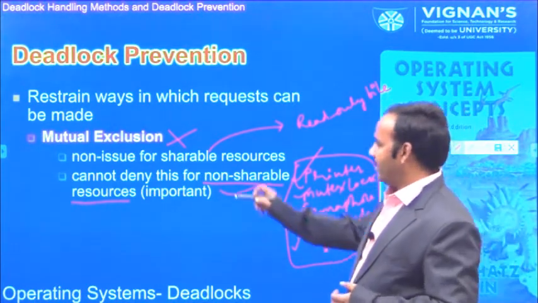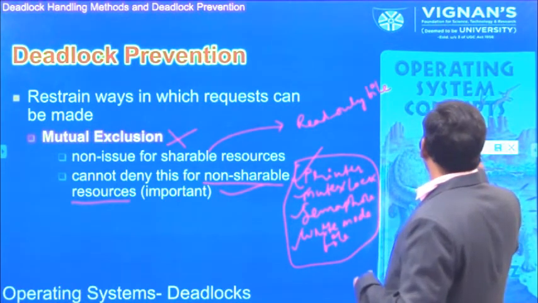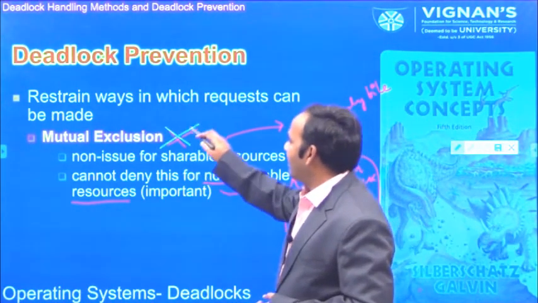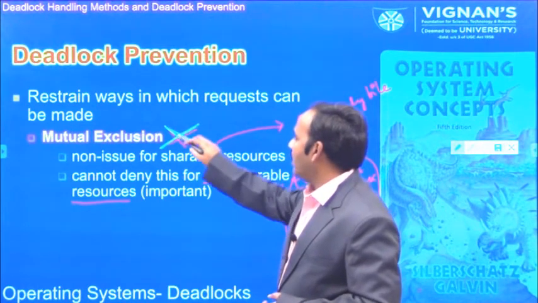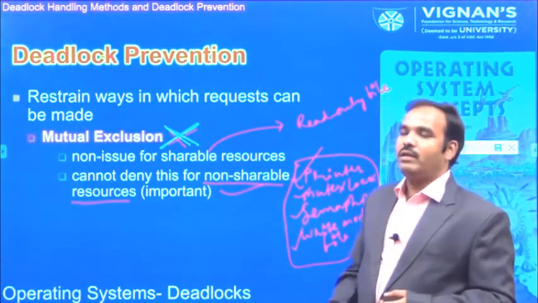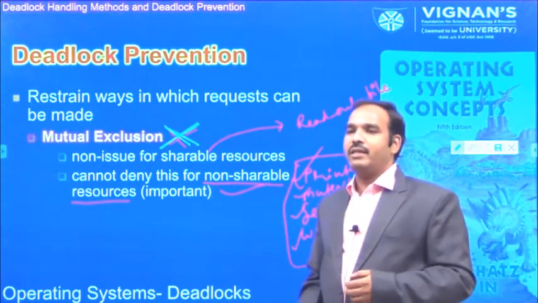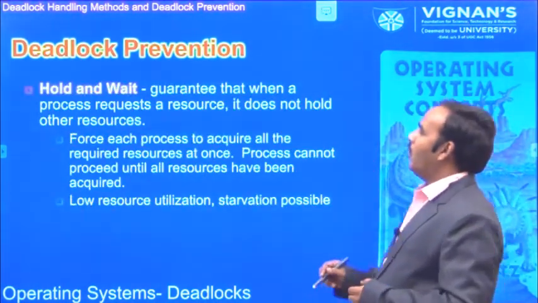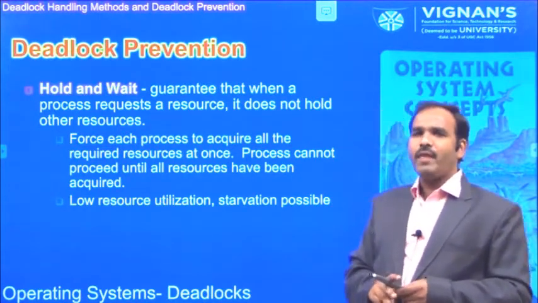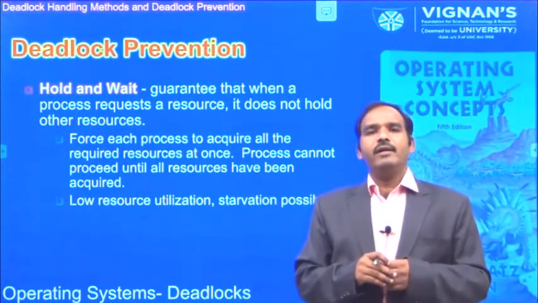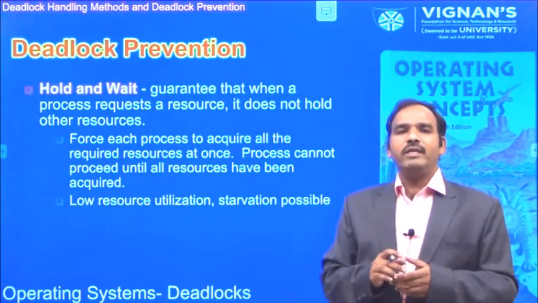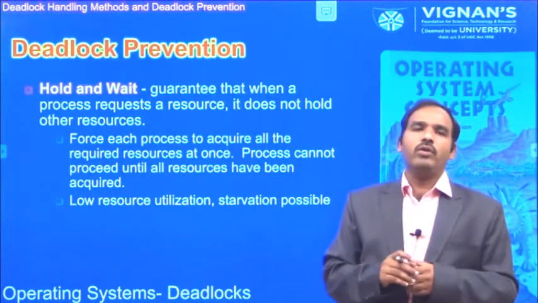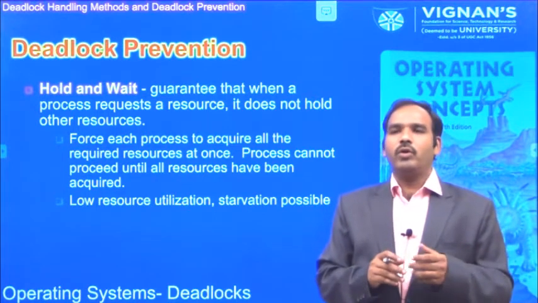So finally what we are saying is that we can't deny the mutual exclusion condition in real time. Next, coming to the second condition, hold and wait. If you want to disable this hold and wait condition in the system, you can follow two protocols.